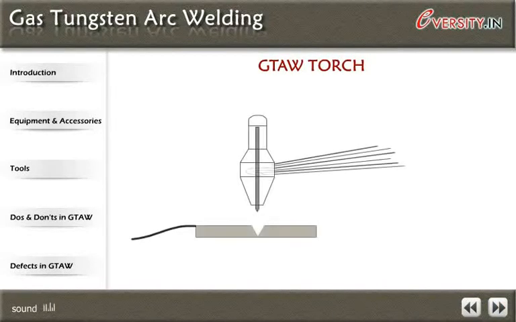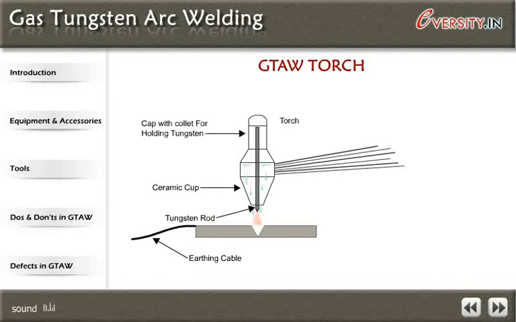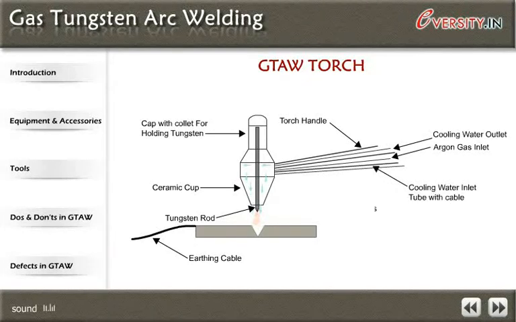GTAW torch. Earthing cable, tungsten rod, ceramic cup, cap with collet for holding tungsten, torch handle, cooling water outlet, argon gas inlet, cooling water inlet tube with cable, argon shielding gas, arc, base metal. GTAW welding torch holds the tungsten electrode. The shielding gas is also supplied through the torch to the arc zone.